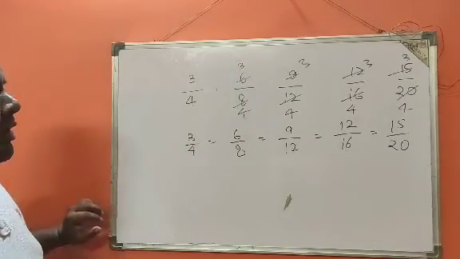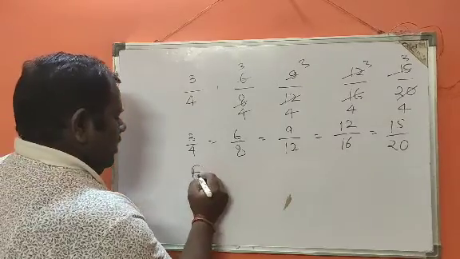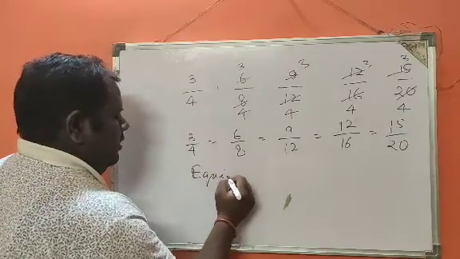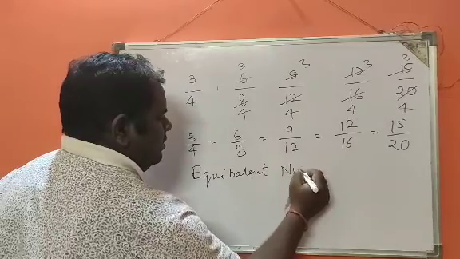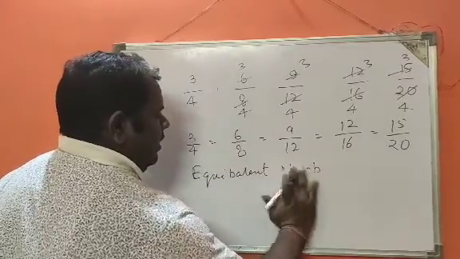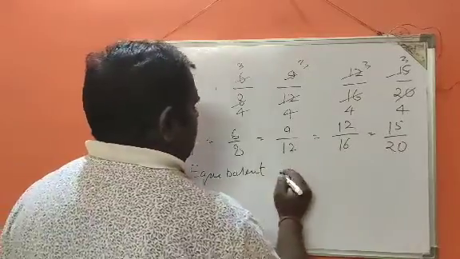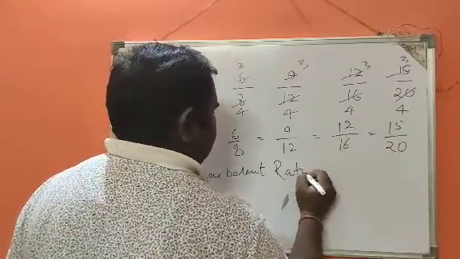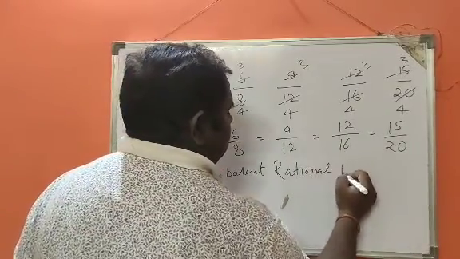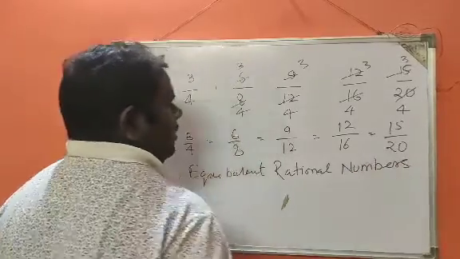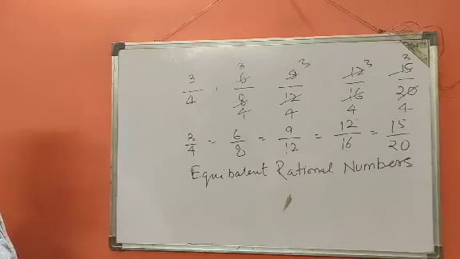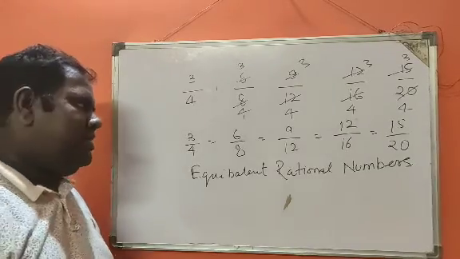These all are known as equivalent numbers. Sorry, equivalent rational numbers.